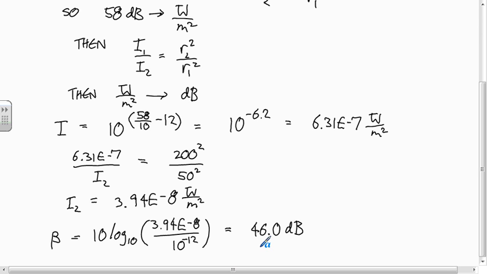Okay, one more thing we have to talk about is the Doppler effect. Okay, so I have an example of the Doppler effect here.